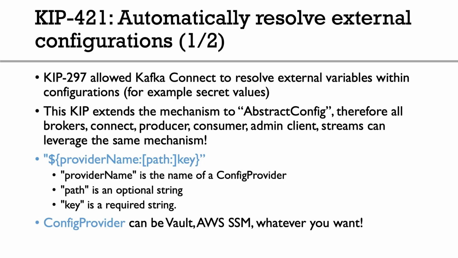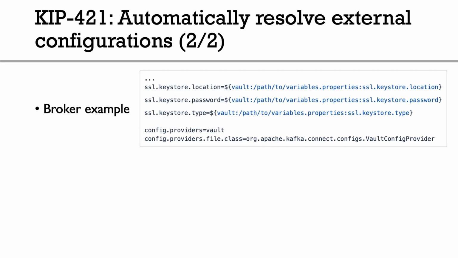So as I said, config provider can be whatever you want. You can even implement your own if you have your own secrets manager within your company. But I think there's examples on the Kafka repository for Vault, if I'm not mistaken. So how does it look? Well, here's my broker. If I wanted to configure my broker and have SSL keystore location, password, and type resolved externally, I could say, okay, they come from Vault, and here's the path to the variables, and here is the name of the property you need to get.